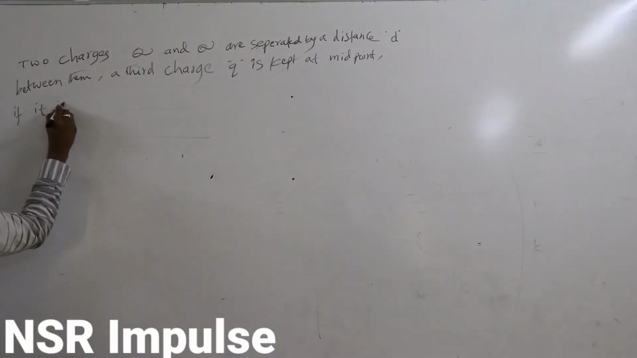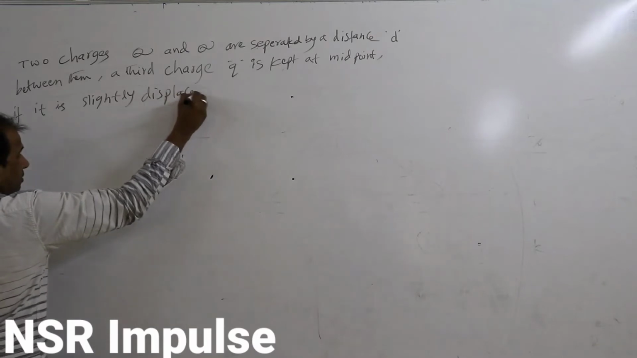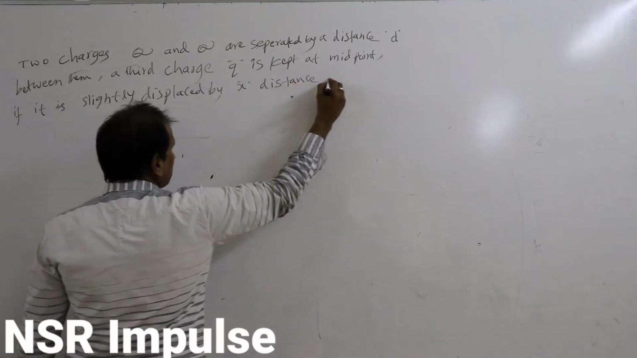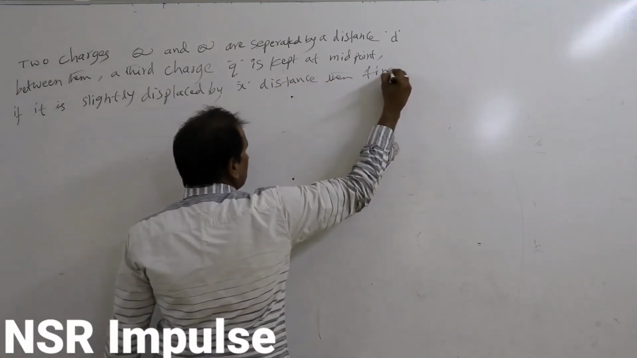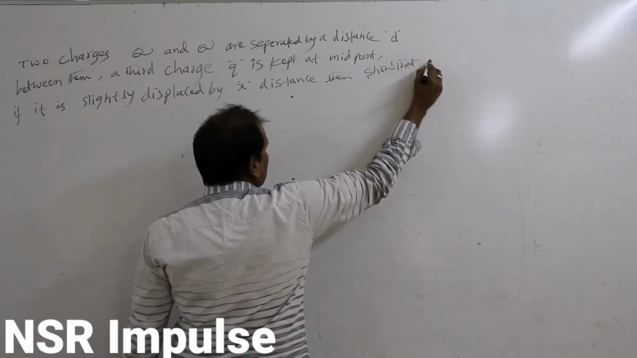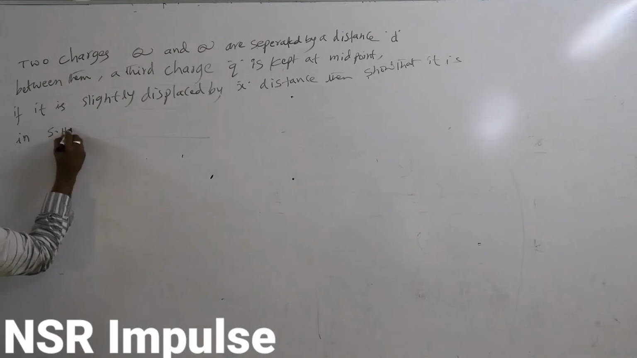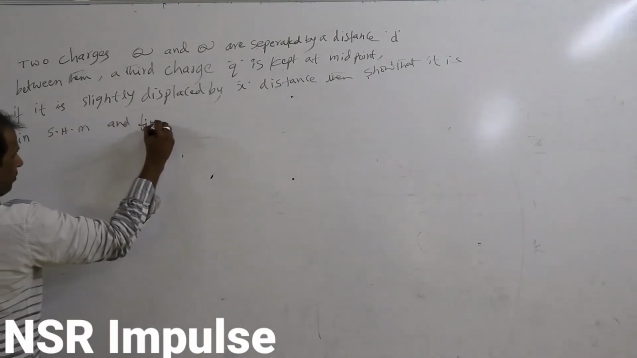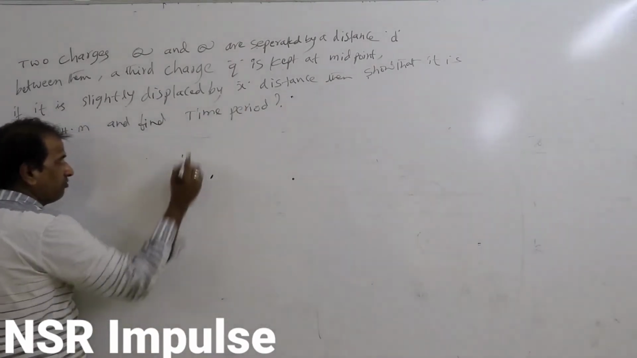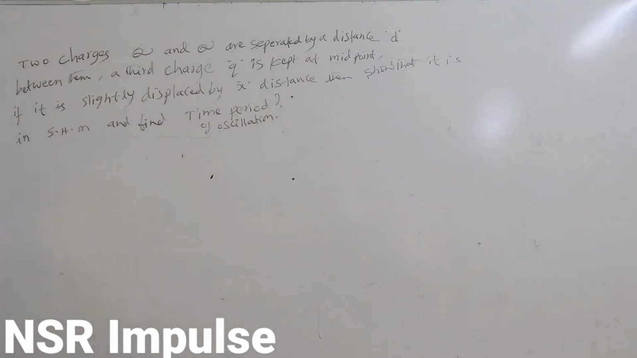If it is slightly displaced by x distance, then show that it is in SHM and find the time period of oscillation. So we have to find the time period of oscillation.